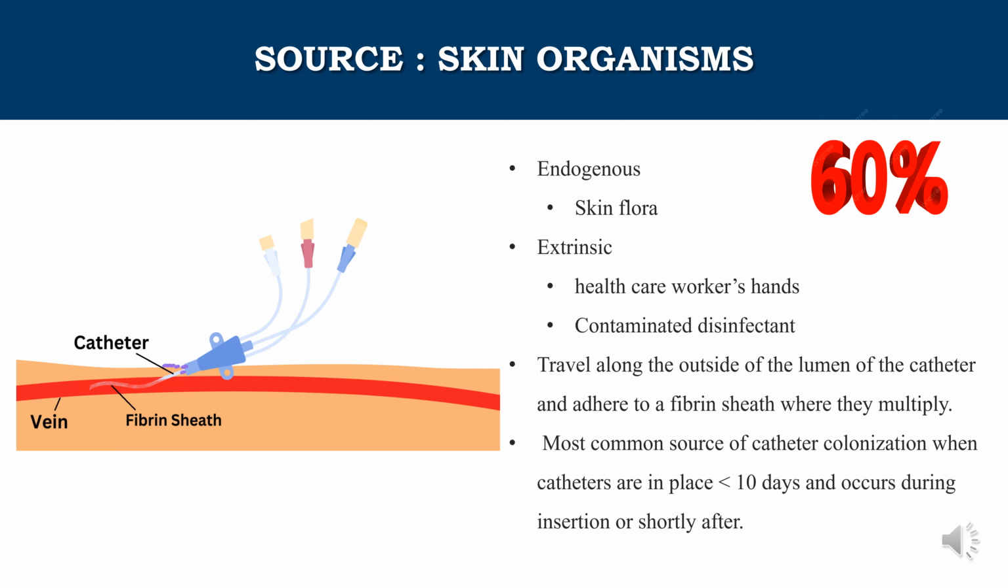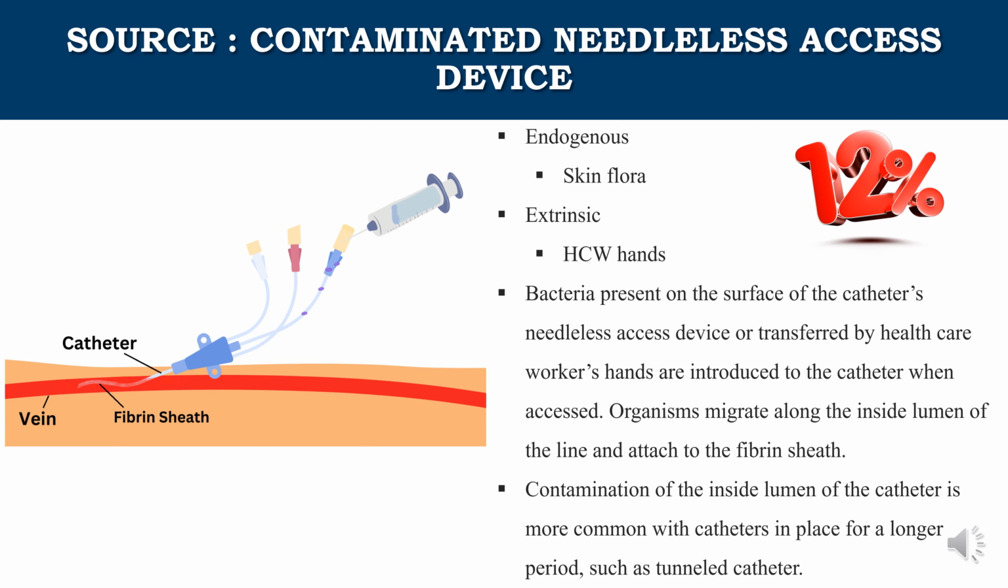As shown in the video, the organisms present on patient skin and healthcare worker hands travel outside of the lumen of the catheter and adhere to a fibrin sheath, where they multiply. This is the most common source of catheter colonization when catheters are in place for less than 10 days and occurs during insertion or shortly after. The next one is the contaminated catheter hub.